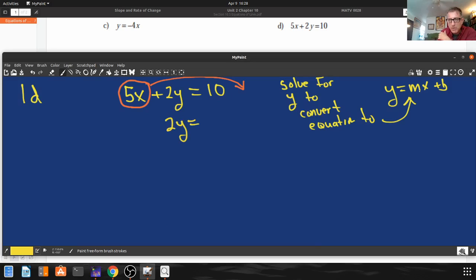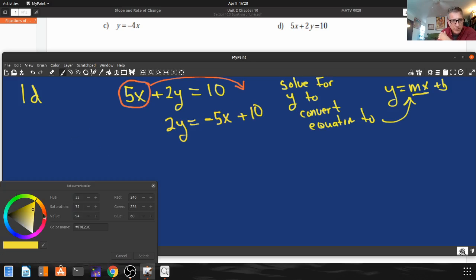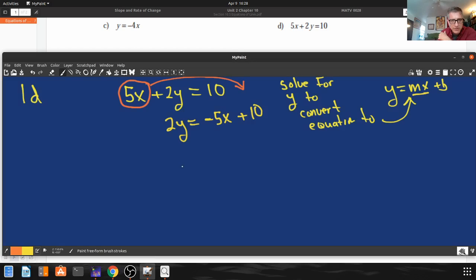And since I want my mx to come first, I'm going to put my minus 5x right there. And then my 10 is still there, and it's positive. So basically all I did is move my 5x to the other side and snuck it right in between the equal sign and the 10. So this is what I have.